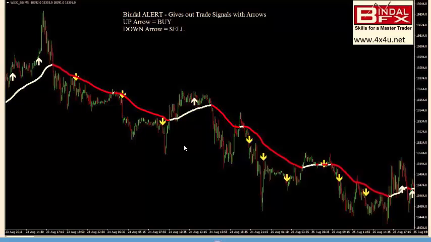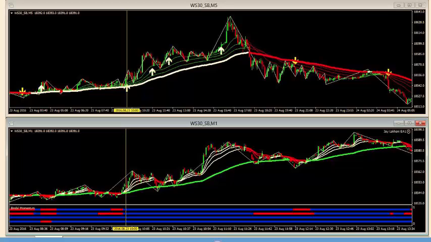These indicators or these signals do not repaint. As soon as a signal comes, you will see it, and after 10 minutes or 15 minutes you will not see it change. If it's right, you can see it. If it's wrong or a losing trade, you will see that too.